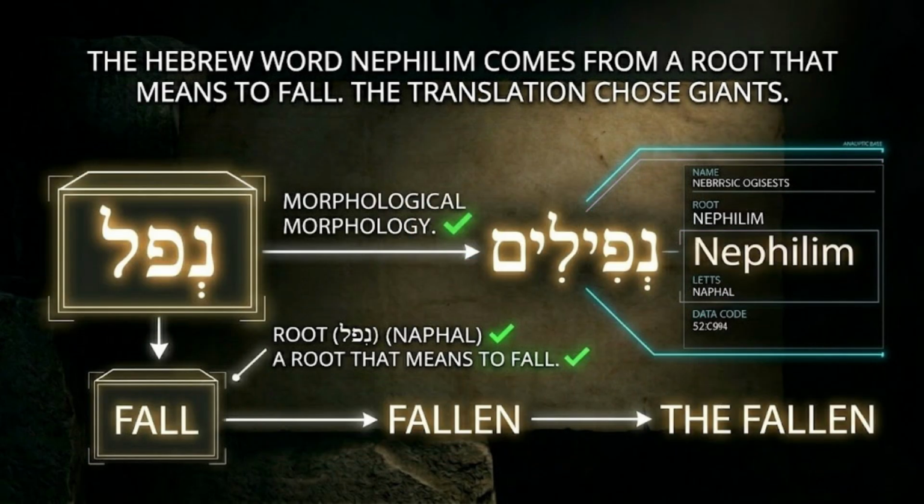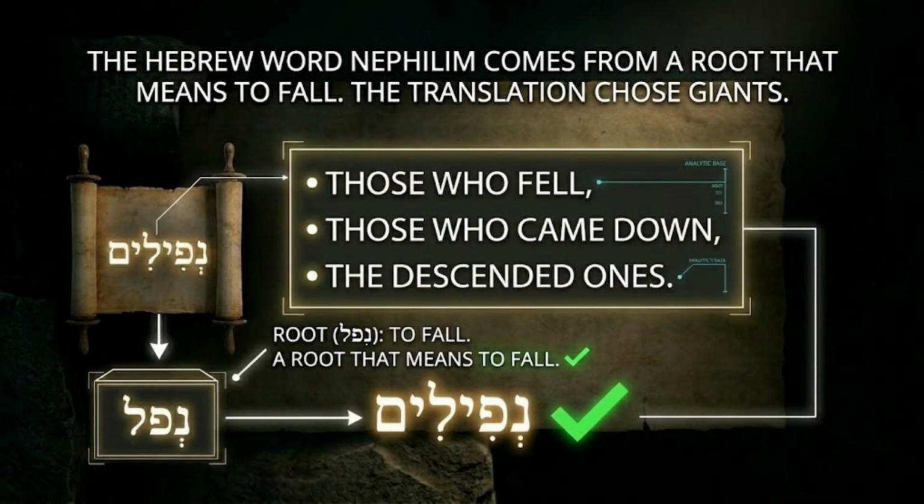Nephilim is the plural noun form built from that root. In Hebrew, the morphology is standard. Naphal generates Nephilim the way the English root fall generates the fallen. Those who fell, those who came down, the descended ones. Now sit with that for a moment.